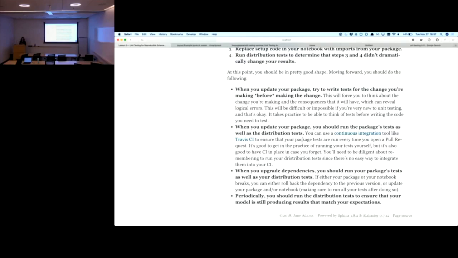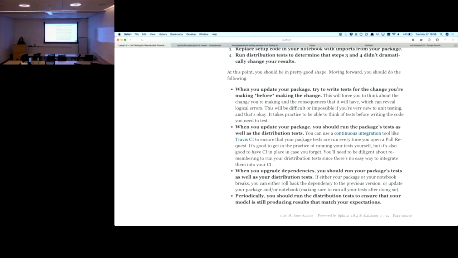Same thing when you upgrade dependencies. Maybe you depend on pandas, maybe you depend on SciPy. When you upgrade dependencies, run your package tests, run your distribution tests. They're probably going to be the exact same. It's a really good habit to get in, and you might uncover some syntax errors or some deprecation warnings that you can then go and fix in your code.